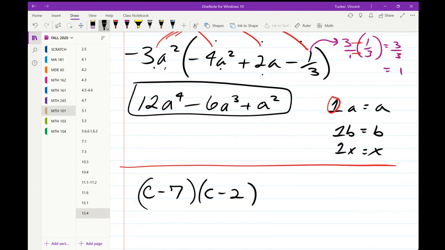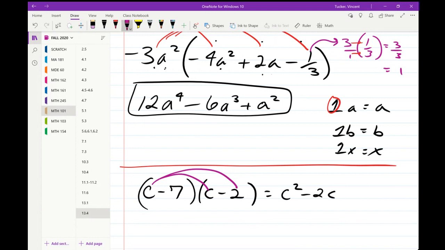All right, c minus 7 times c minus 2. Well, some may remember the FOIL method: first, outer, inner, last. If nothing else, you can just remember that each term in your first parentheses needs to be distributed to each term in your second parentheses. So c needs to be multiplied to each one of those. So c times c is c squared. c times negative 2 is negative 2c.